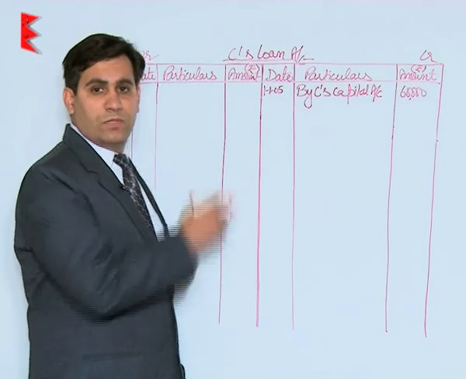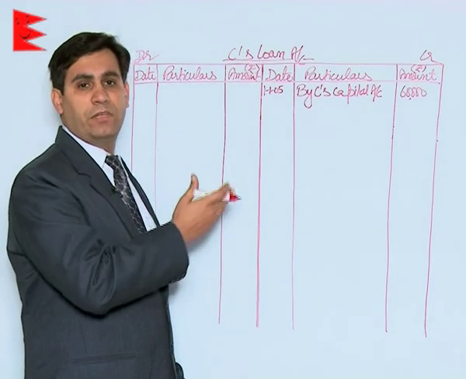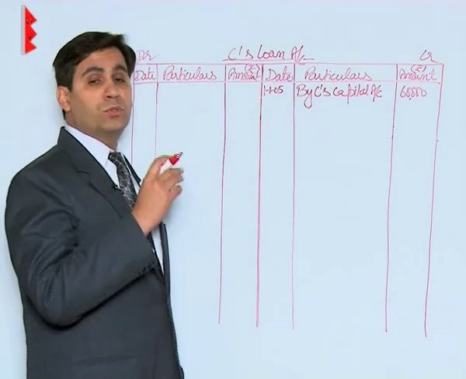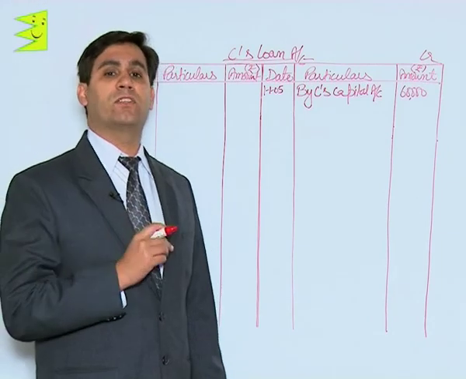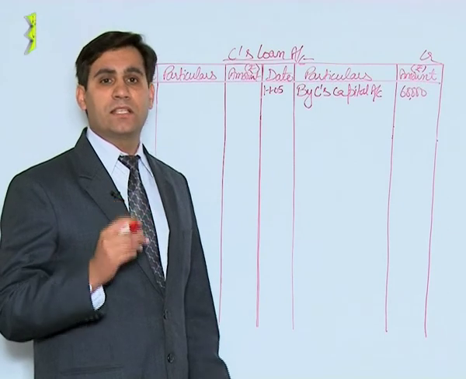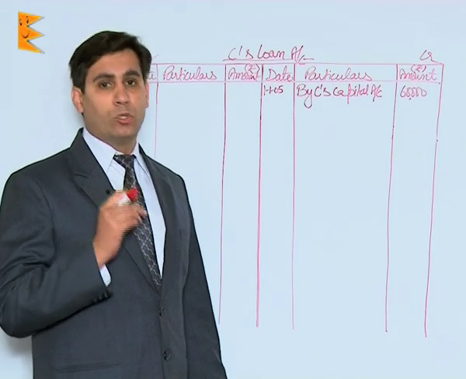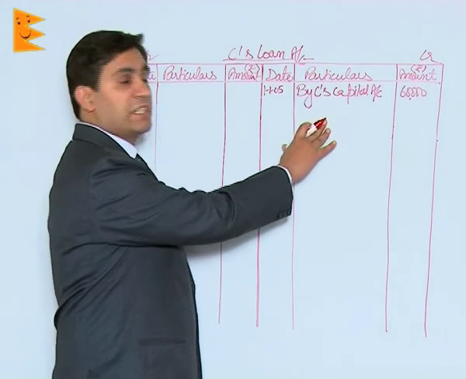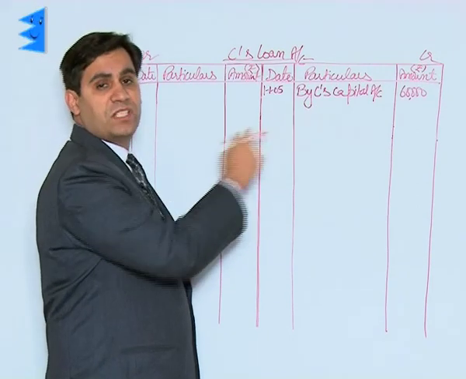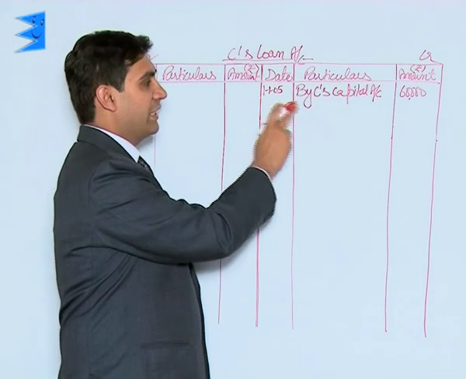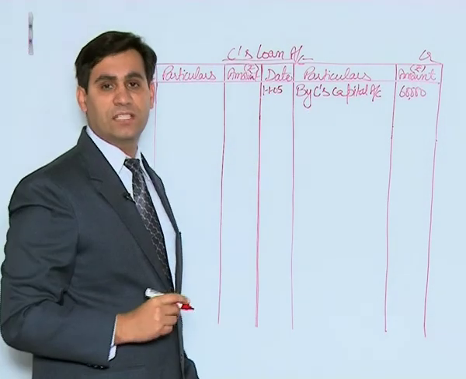C's loan account, debit side, credit side, the format is same, date, particulars and amount. Now students, the first journal entry is the entry for transfer of balance of capital to loan account. That is C's capital to C's loan account. So this posting represents that particular journal entry. This amount has been transferred from C's capital account. So on the first date by C's capital account, 60,000.